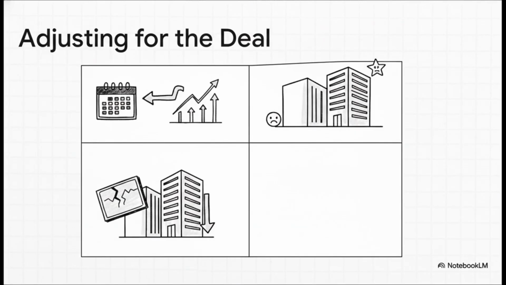And this is fascinating. You even have to adjust for the deal itself. Think about it. A sale that happened 6 months ago. You might need to adjust that price to reflect what the market is doing today. And a building with a rock-solid long-term tenant is obviously worth more than one that's half empty. Oh, and if a comp comes from a distressed sale, where someone had to sell fast, you pretty much have to throw that one out. It's not a reliable comparison.